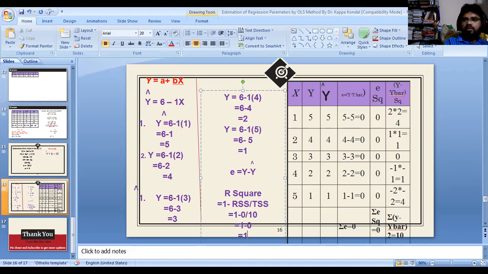So when R square is equal to 1, that is the highest value of the coefficient of determination. It means that the model is a good fit. It means that 100% of the variation in the dependent variable, that is y, is explained by the independent variable, that is x. So we can clearly observe that 100% of the variation is explained by the independent variable, that is the R square. So this is one method.